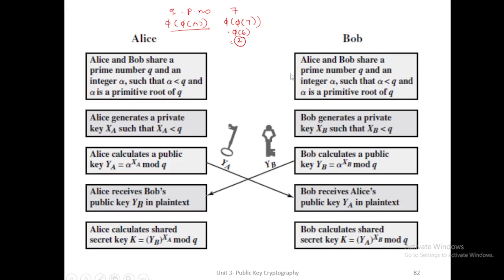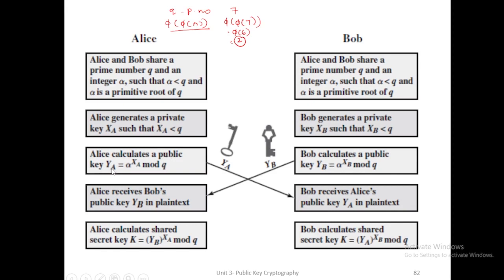In this way, Alice and Bob should select the same prime number and the same primitive root for their own calculations. Let us take a private key XA for the sender and XB for the receiver. Those XA and XB values should be less than the prime number q. After selecting the private keys, the entities should calculate their own public keys.